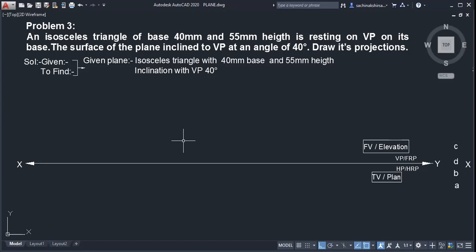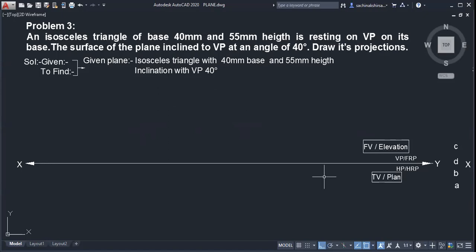If a point is on VP or HP, where will it come in the front view or top view? Maybe in projection of point we have seen this many times. If a particular point is on HP or on VP, it will come on the XY line, as we discussed in chapter number 1. So the geometry is given, and the resting side is the base. What is next? The surface of the plane is inclined to VP. The inclination angle is given as 40 degrees, and we are supposed to draw its projection, meaning its front view and top view, nothing else.